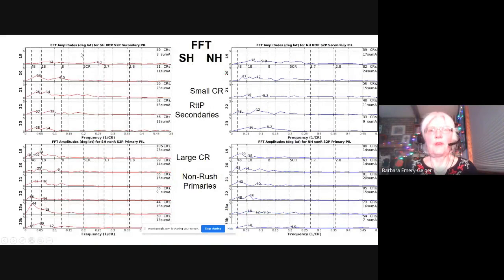This is the FFTs for the southern hemisphere on the left and the northern hemisphere on the right, for the rush to the poles on the top and the non-rush periods on the bottom. This is what I showed in the previous plot. One of the things that happens here is FFTs are dependent upon the number of Carrington rotations in the sample, which happens to be 44 here. So you get this 44 peak, 22, and then a third of that is like 15, etc.